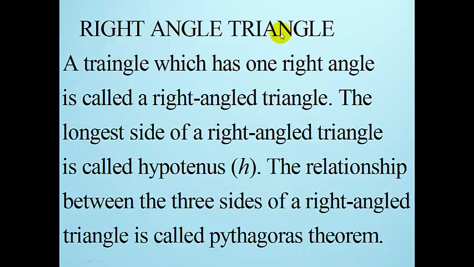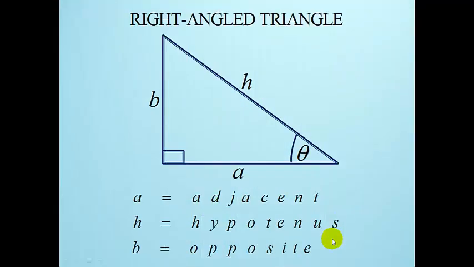Now right angle triangle. A triangle which has one right angle is called a right angle triangle. That is, it has one of the angles equal to 90 degrees. Now, the longer side of a right angle triangle is called the hypotenuse. The relationship between the 3 sides of a right angle triangle is called the Pythagoras Theorem.